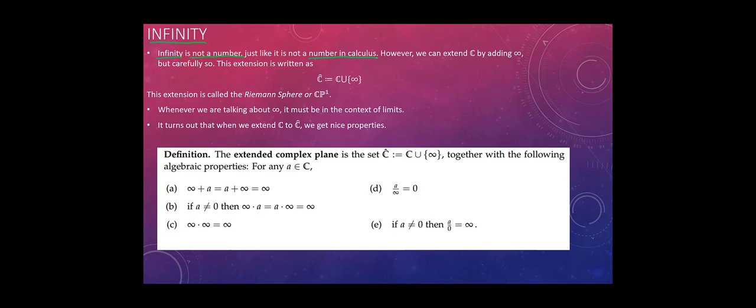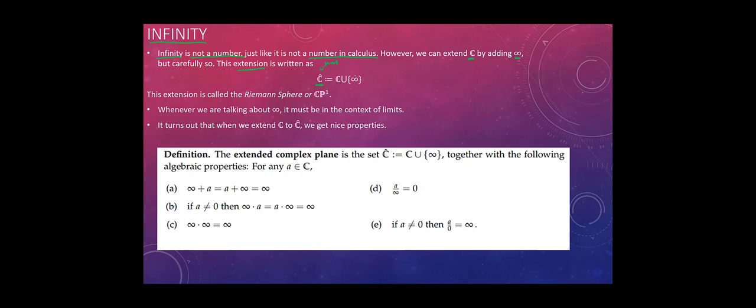But in any case, okay, we can sort of extend, and by sort of I mean we will be extending, we can extend the complex numbers by adding infinity, okay? And this extension is written as C hat, okay, with a little cap on it, that's a hat, okay? And so C hat is equal to C union infinity, okay?